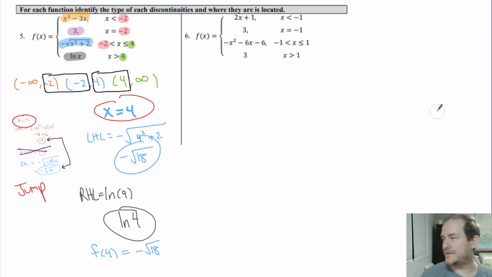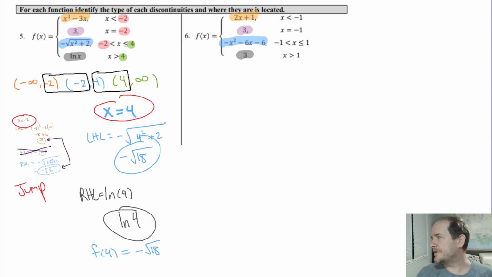Let's do number 6 the same way, including the same color coding. We've got a linear function in orange. In lavender, we've got another constant. In blue, we've got a quadratic. And in gray, we have another constant. So how's this one go?